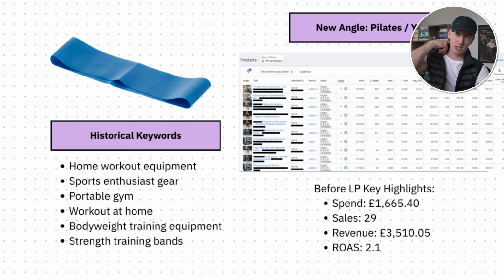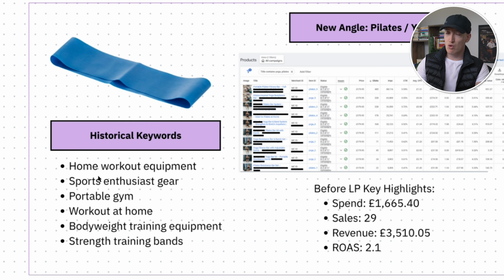So we had a client that was selling resistance bands. I just put a general image here because I don't want to out them, but essentially they were targeting people looking to use resistance bands as an alternative to gym. Historically, they'd be targeting keywords like home workout equipment, sport enthusiasts, personal trainer, portable gym, workout at home, just stuff like this. But they started hitting a wall with their campaigns. They couldn't scale any further and they were struggling to scale.